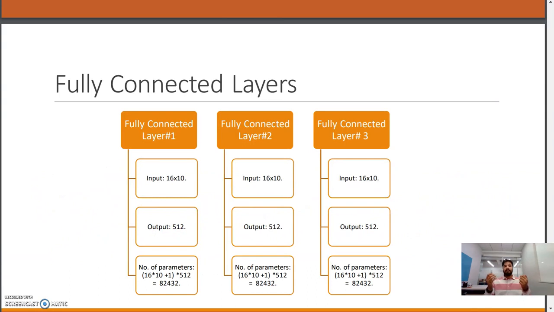Now fully connected layers, these are triplets. They do exactly the same, they take the same input, they give the same output. Okay, the input is 16 into 10, that is the digit caps that we got, and then output is 512. The number of parameters considered is multiplied, and you will get the exact amount of it. So these reconstruct the image from the digit caps output.